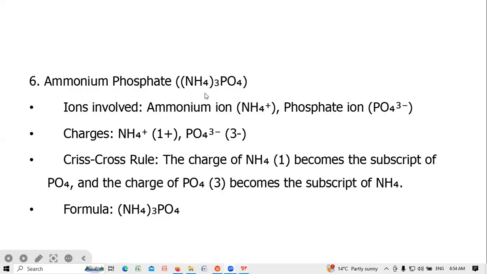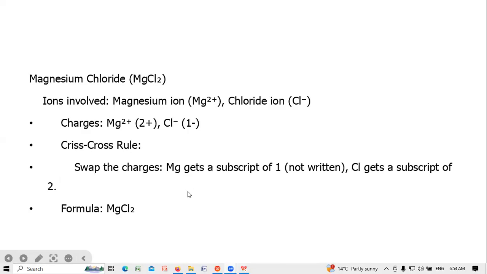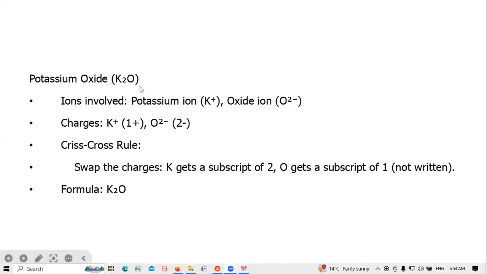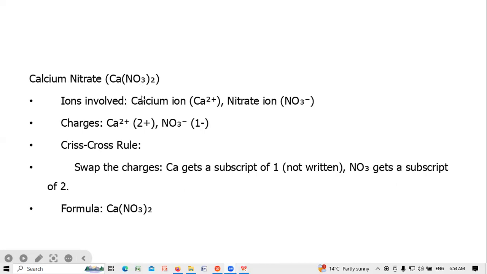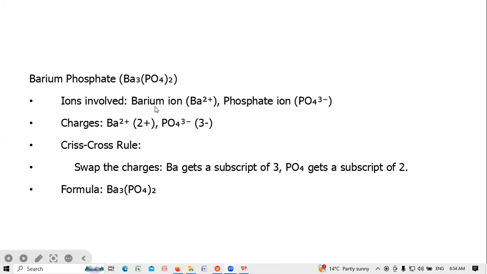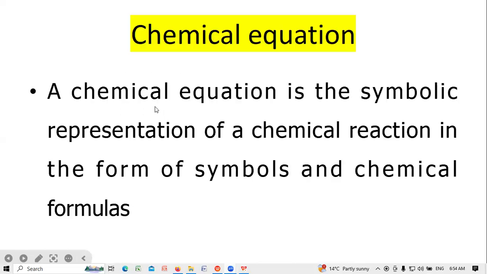Ammonium phosphate: ammonium valency 1 and phosphate 3, so crisscross ammonium phosphate. Magnesium chloride: magnesium valency 2, chlorine 1. Aluminum sulfide: aluminum valency 3, sulfur 2, Al2S3. Potassium oxide: potassium 1, oxygen 2. Calcium nitrate: calcium valency 2, nitrate 1. Ferric chloride, barium phosphate, ammonium sulfate.